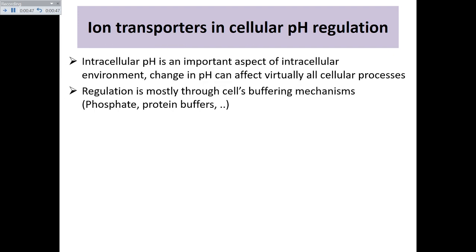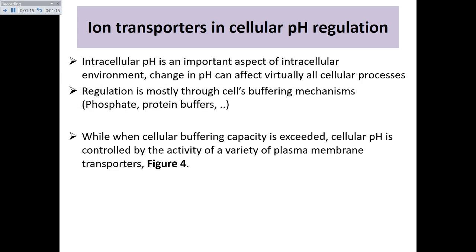Regulation is mostly through the cell's buffering mechanisms, like phosphate buffer, protein buffer, and so on. But when these buffering mechanisms are exceeded, how does the cell regulate or control its pH? The transporter will work in this case.